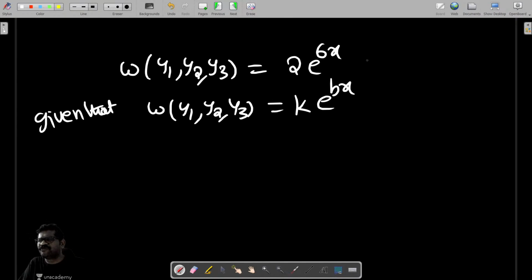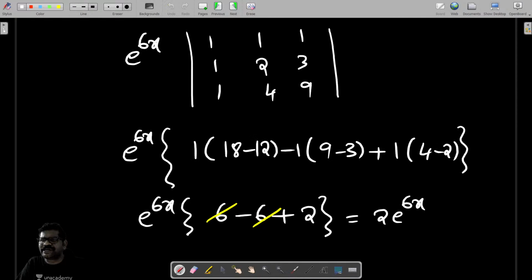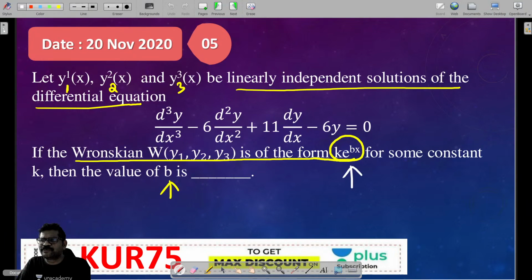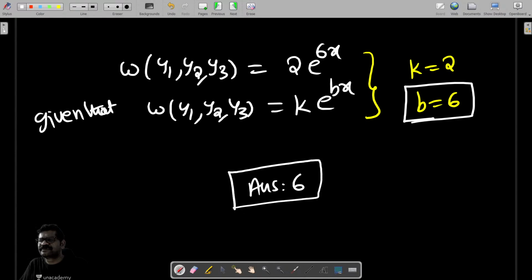Now compare. If you compare these two equations, you will get the value of k is 2, the value of b is 6. In this problem, did they question the k value or the b value? They have questioned the b value. You have to find the b value. Understood? What is the b value in this problem? We found that the value of b is 6. Therefore, the answer is 6. Understood? Yeah, the b value is 6.